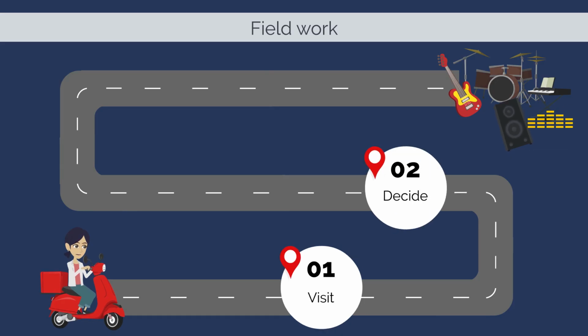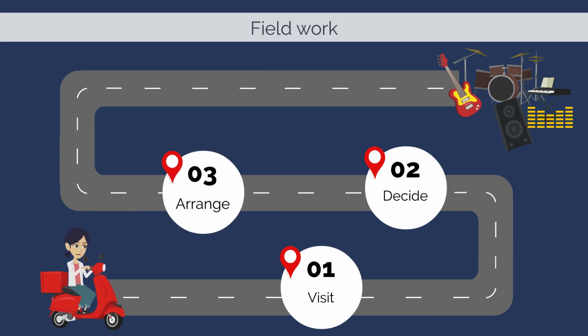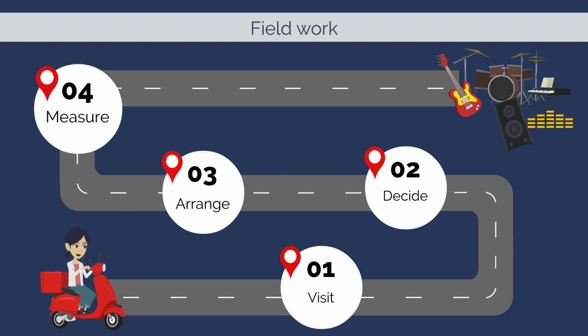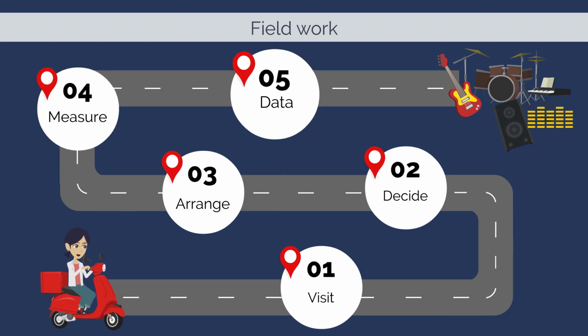I will visit the area in order to decide the correct locations to make the measurements. Then I will have to do the arrangements, especially if I had to access any dwelling. When the concert starts, I will make the measurement, and I will collect all the data required to make my report.